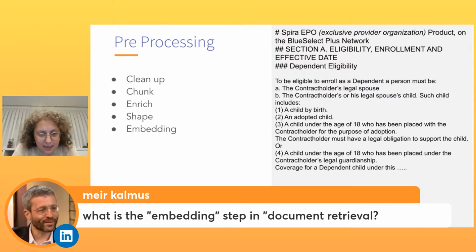What is the embedding step in document retrieval? Well, thank you for that question. So embedding is the part where you take text and you use an embedding model, a specific model that was trained for that task. And what it's capable of is taking text and extracting meaning.